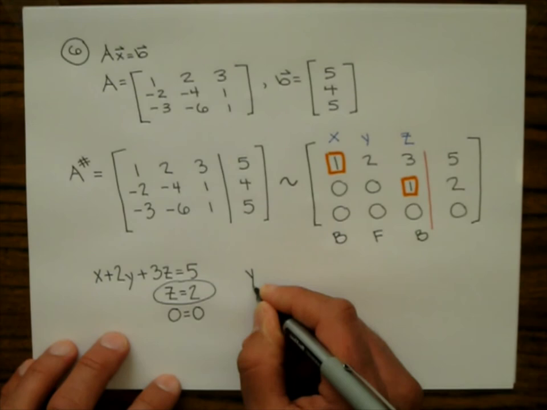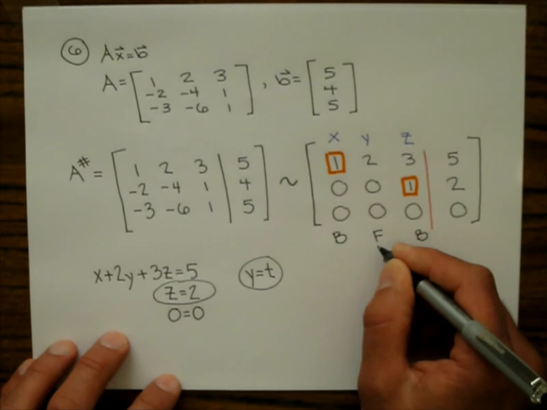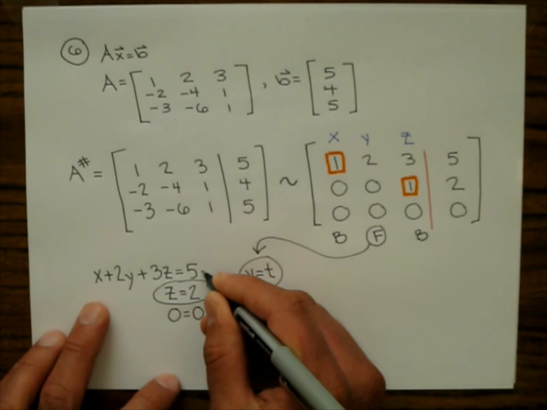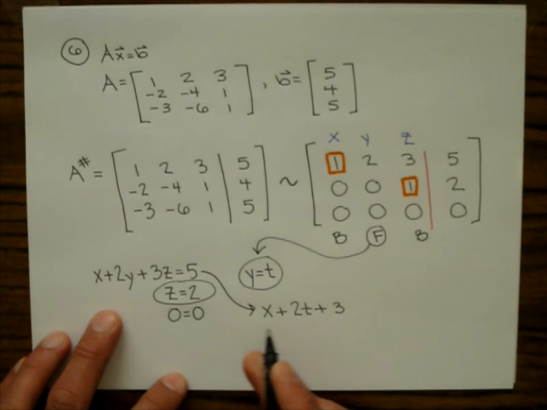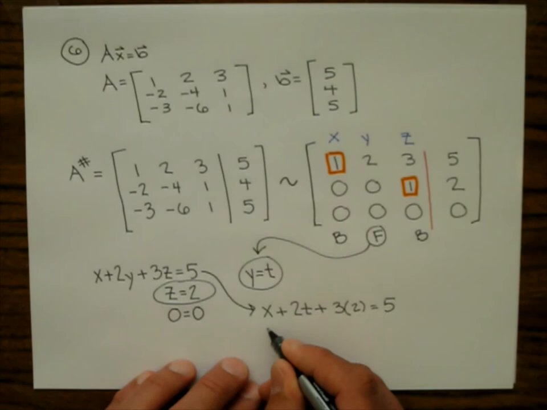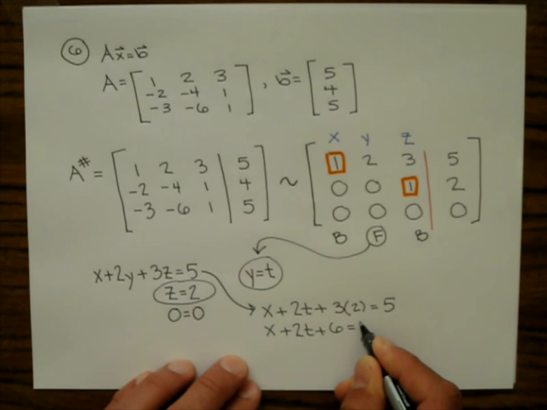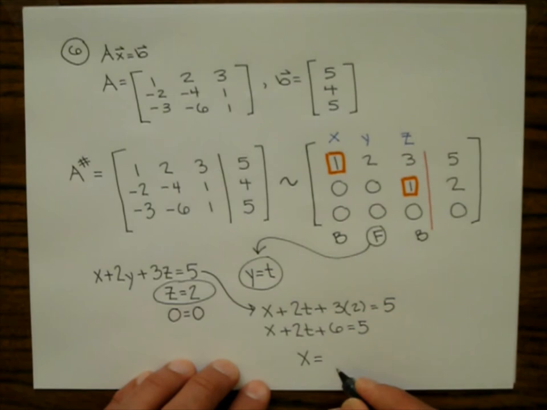Y, because it is free, equals t. So I'll put a little circle around the f and say that's why we set it equal to t. And then this first equation here, we'll write it out: x plus 2t plus 3 times, what's the value of z? It is 2. This equals 5. So x plus 2t plus 6 equals 5. What does x equal? X equals, looks like it's going to be negative 2t minus 1.